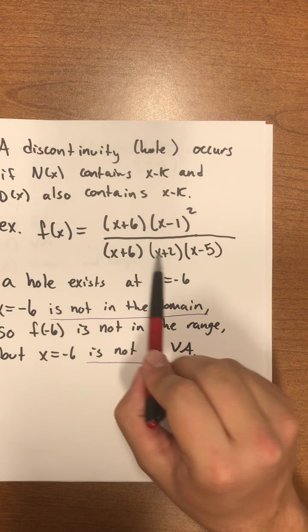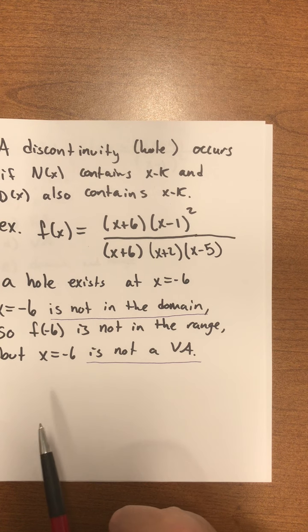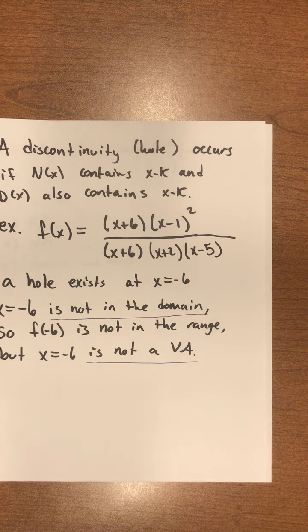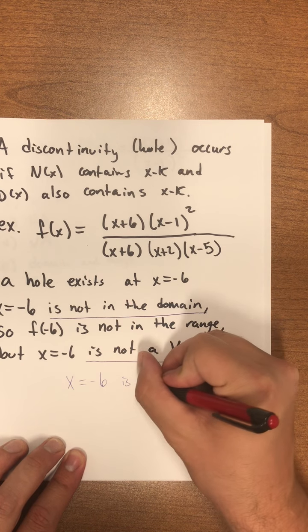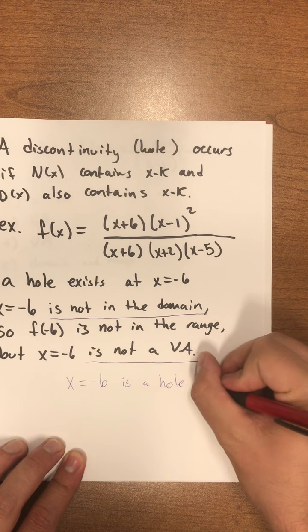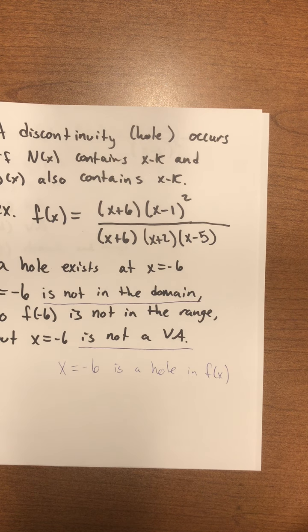So here's something where you would identify, if the question was, give any holes in the graph, x equals -6. Now, you don't want to write that as an ordered pair because -6 isn't in the domain, so it doesn't have a paired y value. So there is a hole at x equals -6 in that graph.